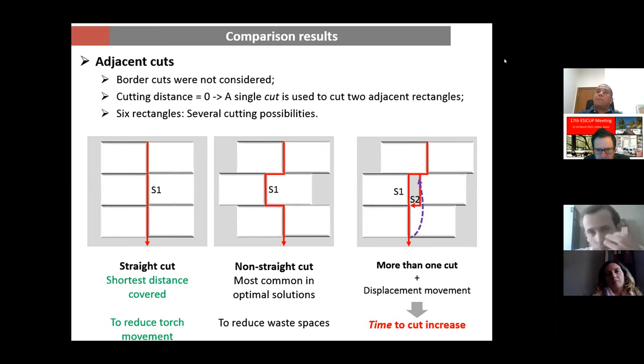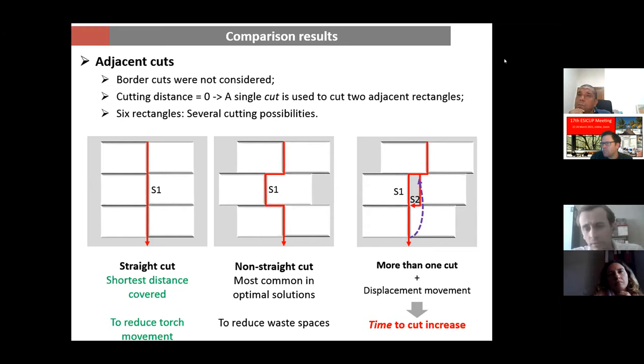So with these adjacent cuts, you have several cutting possibilities for the arrangement of the rectangles into the strip. First of all, the simplest is the straight cut, which covers the shortest distance and, in our case, reduces the torch movement. That is very interesting for this usage. The second option is the non-straight cut, which is most common in optimal solutions because the objective function of the optimal solutions is to reduce the height necessary, reducing the raw material. So the rectangles will be very well arranged into the strip, and the torch movement is not considered in that modeling.